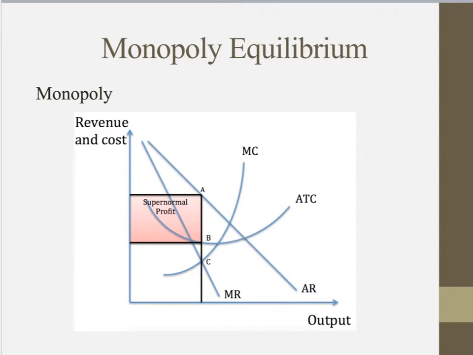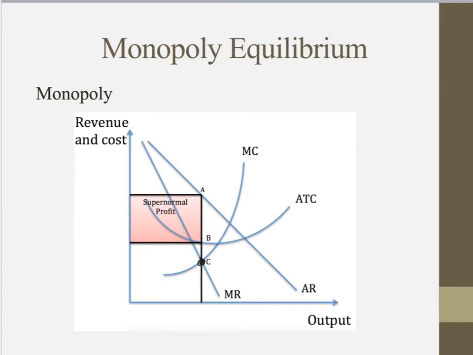So now I want to look at monopoly equilibrium, and this differs slightly in that they have high barriers to entry or exit, so therefore they can maintain supernormal profits in the long run as well. So there's not a short run and long run monopoly diagram. It's just this one. So there are some similarities to perfect competition. Again, our profit maximizing point will be where MC equals MR.